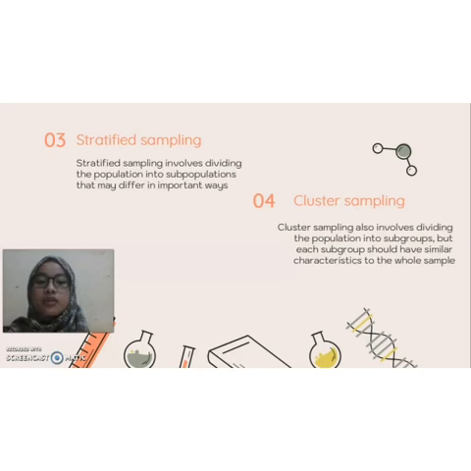Cluster sampling also involves dividing the population into subgroups, but each subgroup should have similar characteristics to the whole sample. To use this sample method, you divide the population into subgroups called strata, based on relevant characteristics, for example gender, age range, income bracket, or job role.